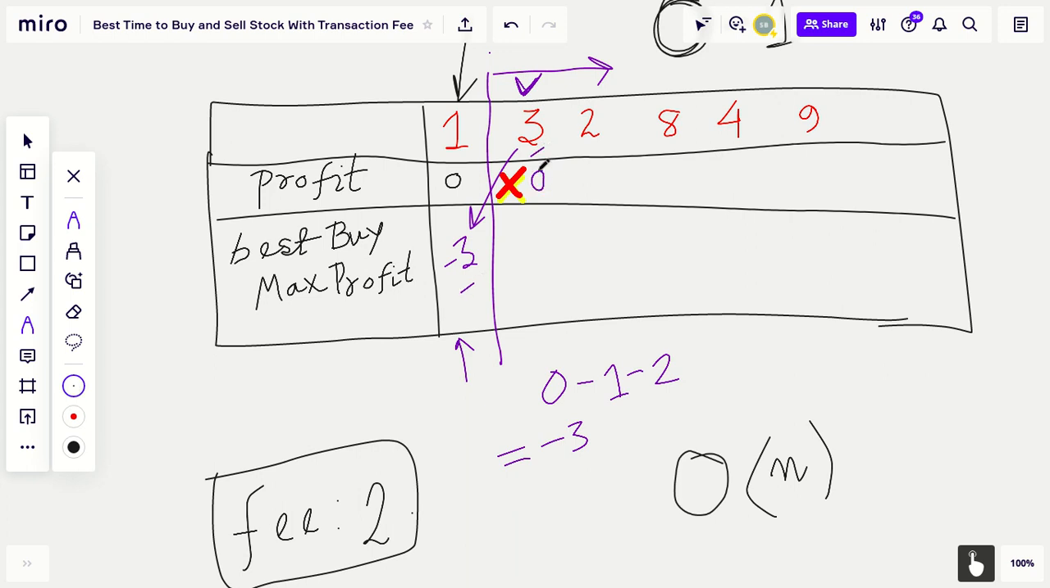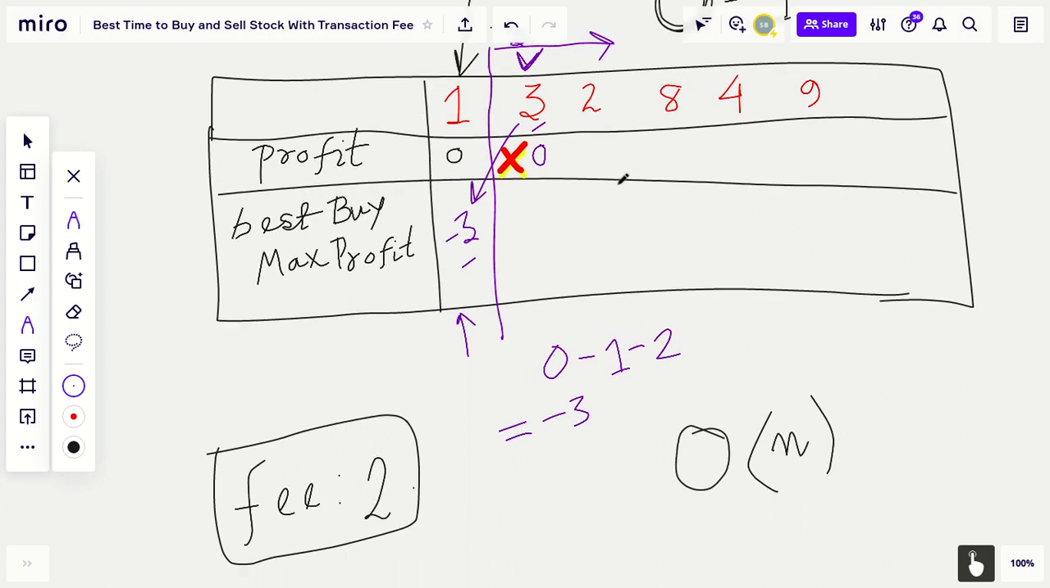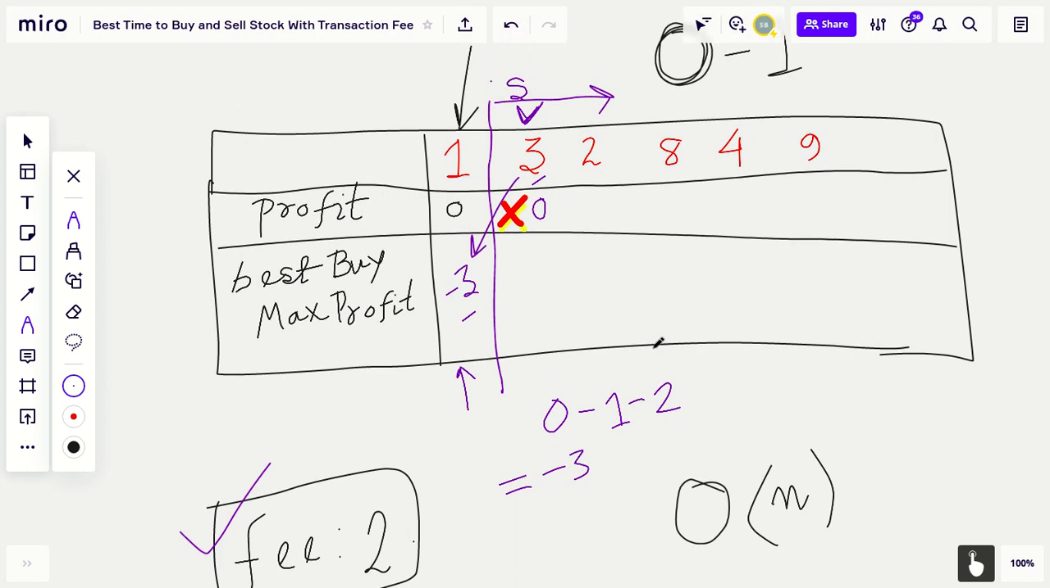And remember one more thing: when we are considering the selling in this position, we are not giving away any fee. You decide yourself whether you want to pay the fee at the time of buying or at the time of selling. I have considered it at the time of buying the stock itself, so no need to pay the fee when you're selling it. So 0, and the next one is, you have to subtract from previous profit 0 minus 3, and also pay the fee.